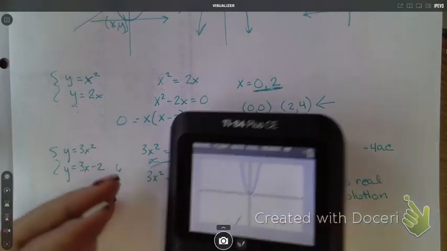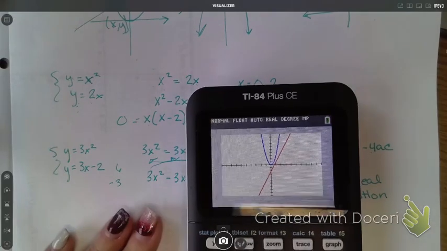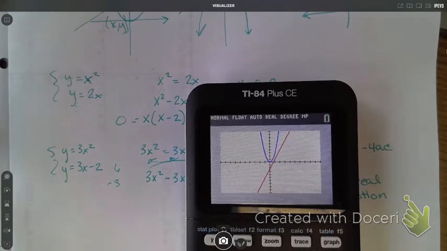Okay, so what happens with those two? They just go right past each other, so they don't touch. So that's why there's no real solution.